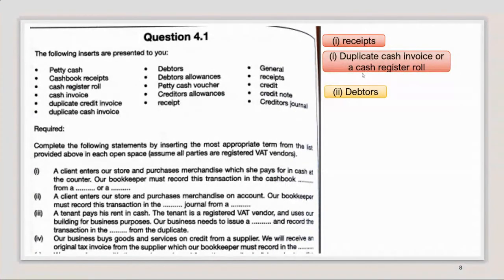I know you have to read it twice to make sure you get the right one, because it all depends on which view you take it from. What document would our bookkeeper use to capture the transaction? Yes, you can put on your mic and give us the answer. Would it be the debtor's allowance?